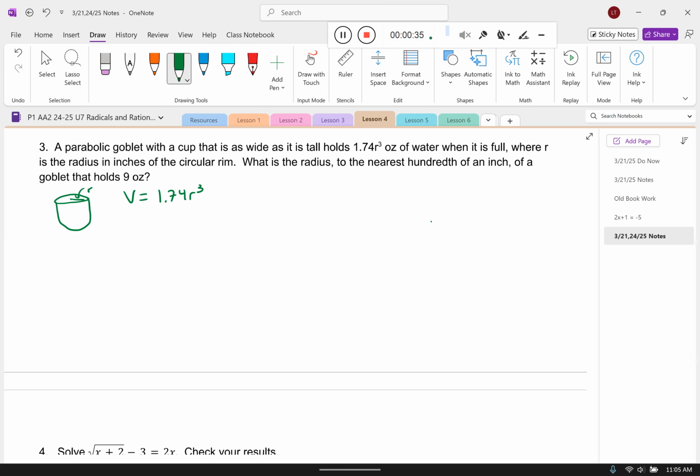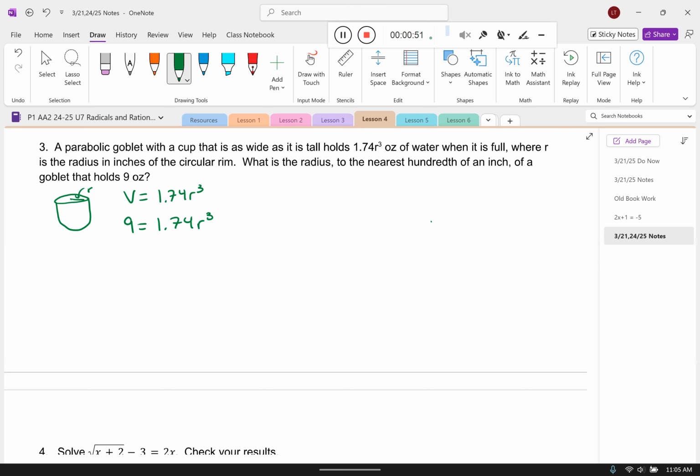We're asked what is the radius to the nearest hundredth of an inch of a goblet that holds 9 ounces. So really, they've now just given us a volume. So we can say that 9 equals 1.74 r cubed.